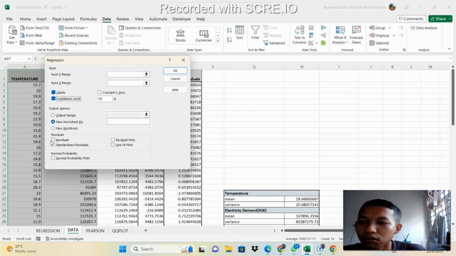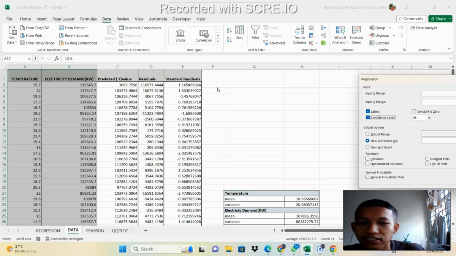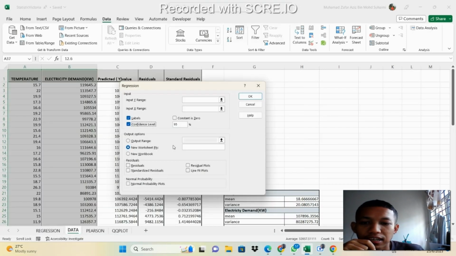In order to get all these values, such as this one, the regression data, we can just tick the residual and then standardized.